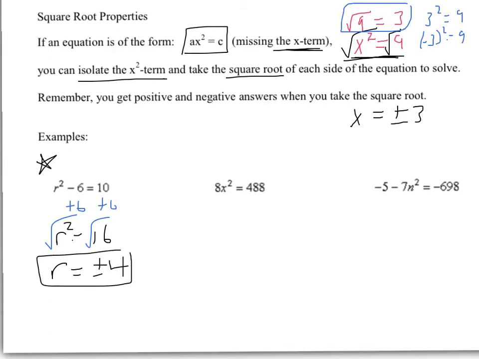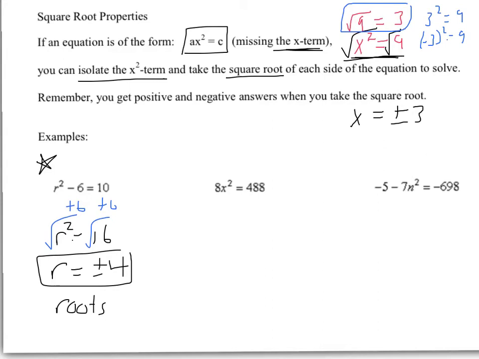Now, this method of solving gives us solutions that we call roots. Just like graphing gives us solutions called x-intercepts, and factoring gives us solutions that are called zeros, these are called roots. They're still solutions, but just go by a different name.